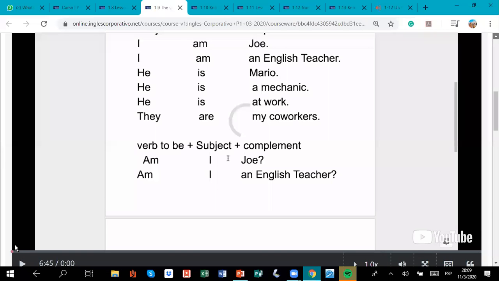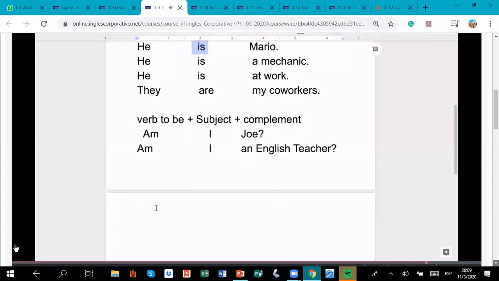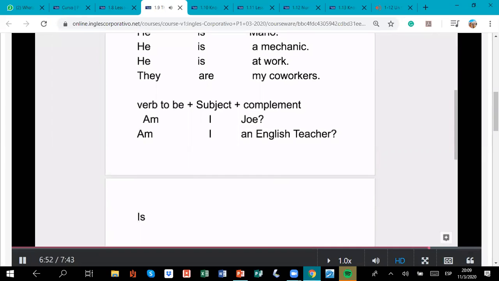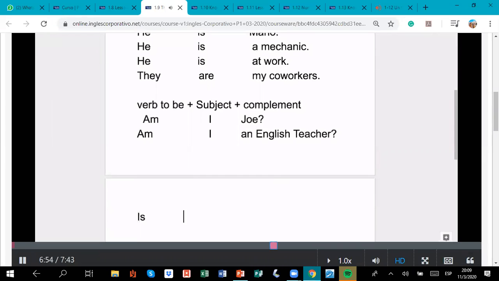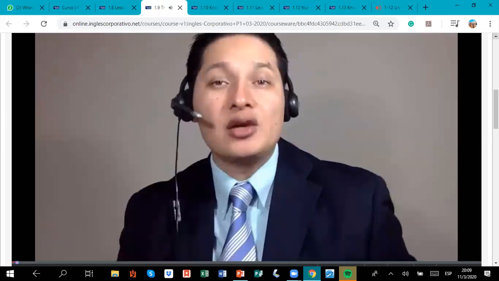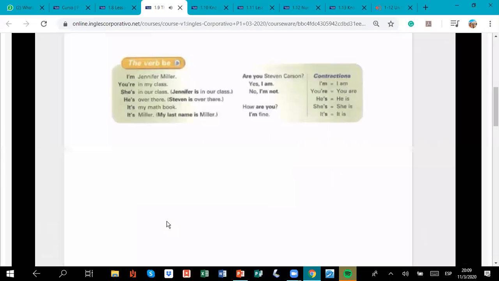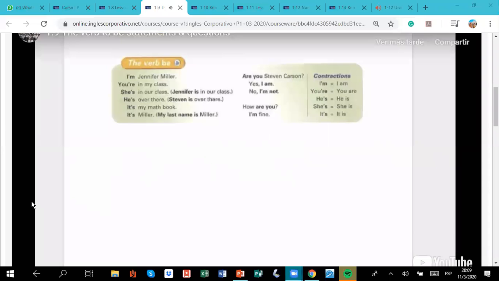He is Mario. Okay, if I want to ask the question, I'm going to change the verb to be to the beginning, and I'm going to say, is he. In this class, you'll learn how to form statements and questions using the verb to be. Let's get started by looking at the image on your screen. I would like to start by explaining the verb to be, which corresponds to each pronoun.